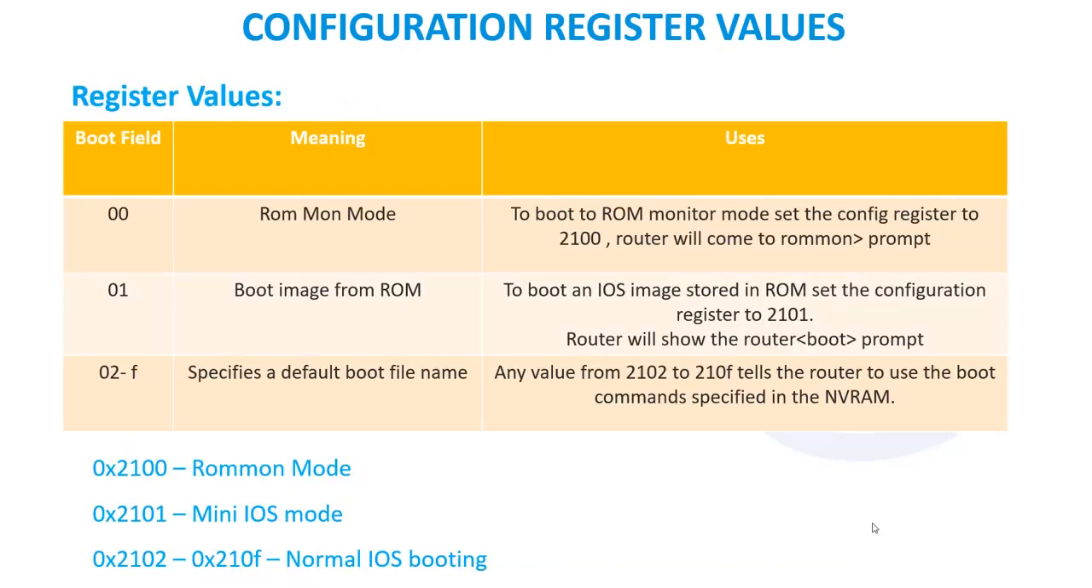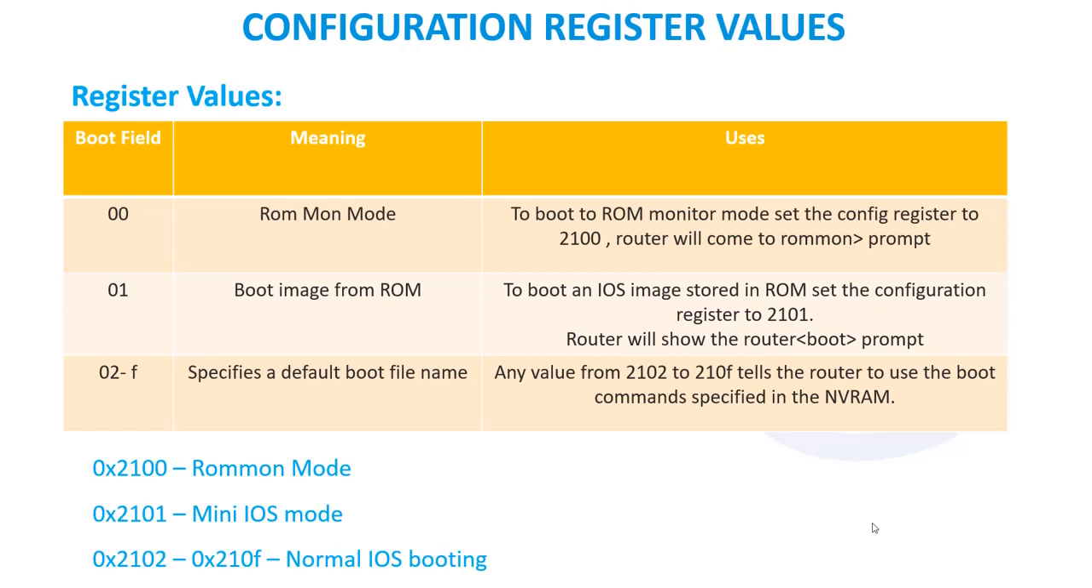Register values. If it is 0, it is ROM monitor mode. It is very rarely available, and if it is corrupted, you'll get ROM monitor mode. 2100, the last two digits. Then 2101 is mini IOS mode. So if the IOS is corrupted, it has to load the mini IOS mode. The third one is 2102, which is normal IOS booting.